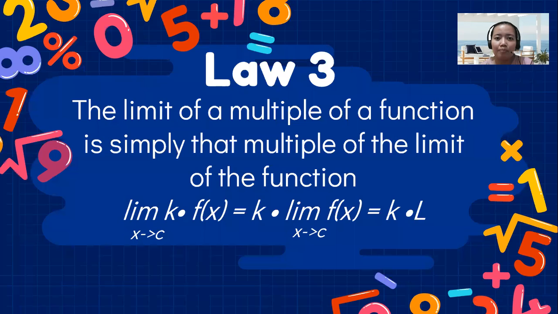Let's proceed to law number 3. It states that the limit of a multiple of a function is simply the multiple of the limit of the function, which is the limit of k times f of x as x approaches c is equal to k times the limit of the function of x as x approaches c, which is equal to k times L, the limit. Let's have an example.